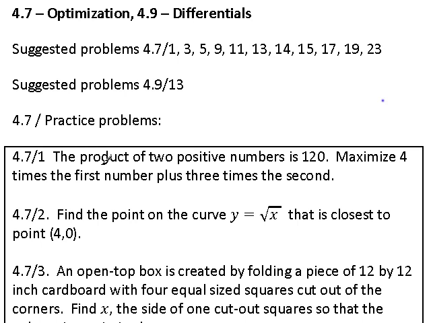Optimization problems are an application of maximum minimum problems. So we have a quantity that we want to optimize, and usually the optimized value occurs either at a maximum or a minimum. All right, so let's see how this works. Let's look at number one.